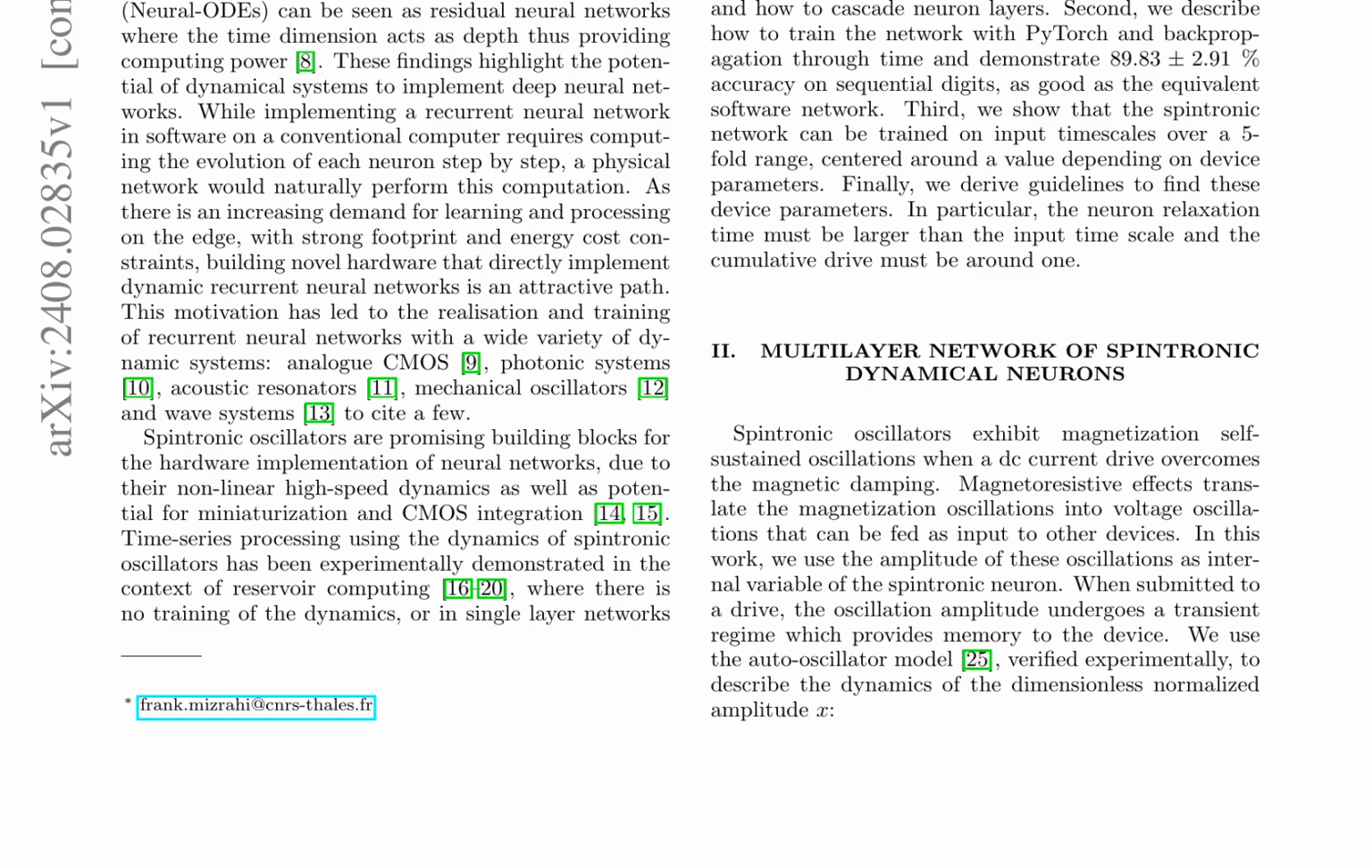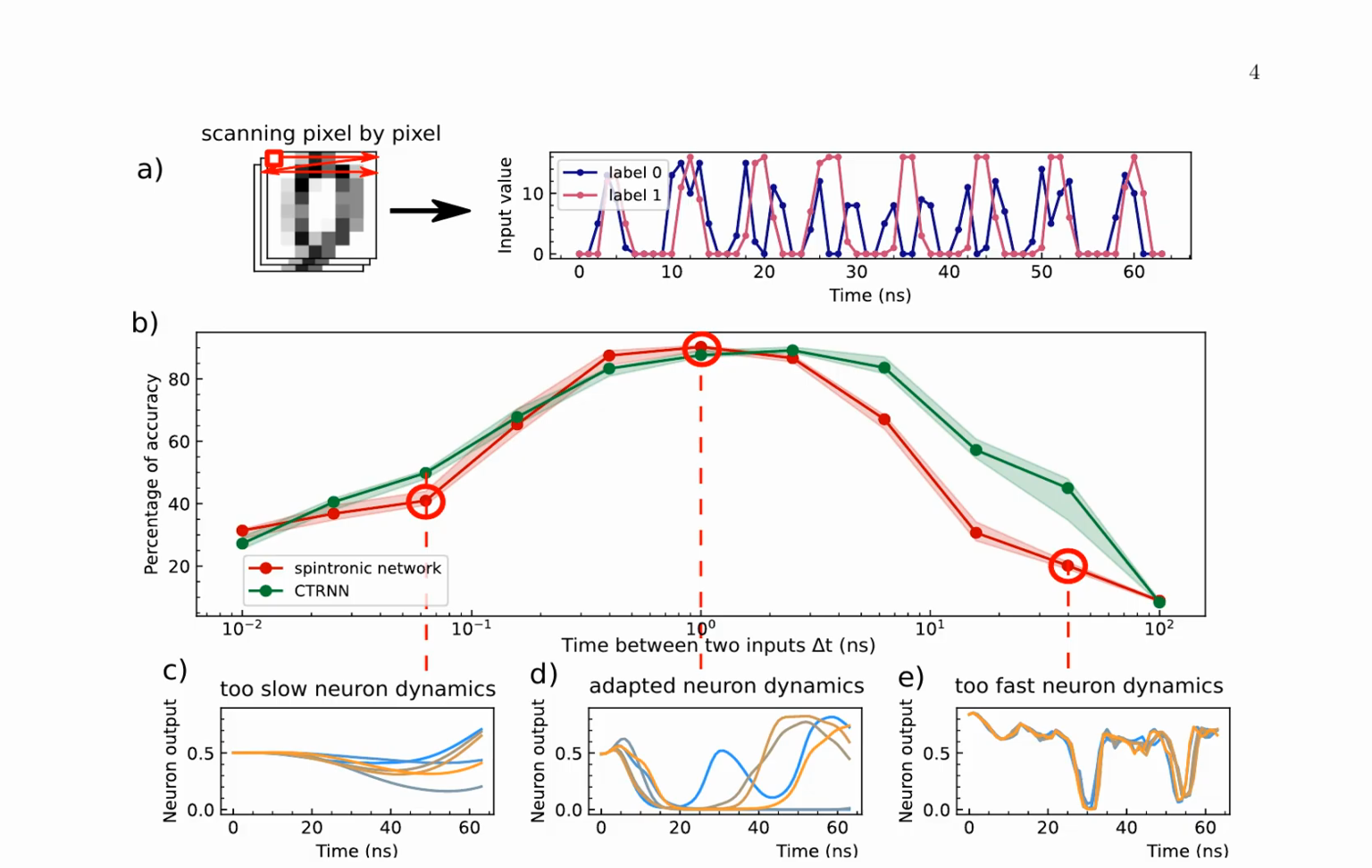The network is trained using backpropagation through time, BPTT, and PyTorch, achieving 89.83 plus or minus 2.91% accuracy on the sequential digits dataset, comparable to the equivalent software network. The authors also demonstrate that the spintronic network can be trained on input timescales over a 5-fold range, centered around a value depending on device parameters.